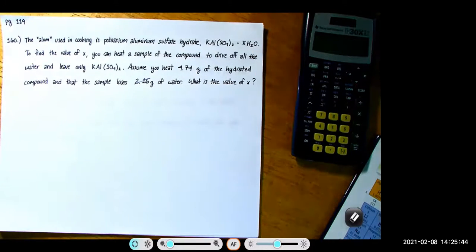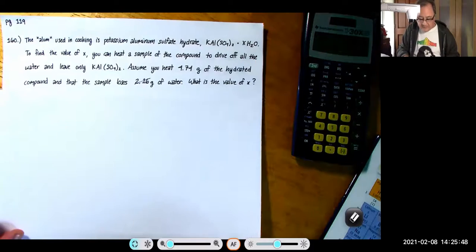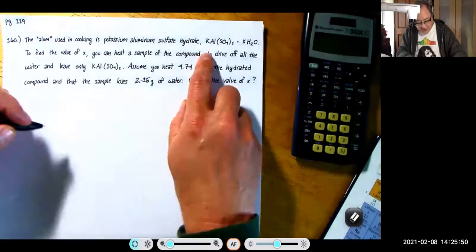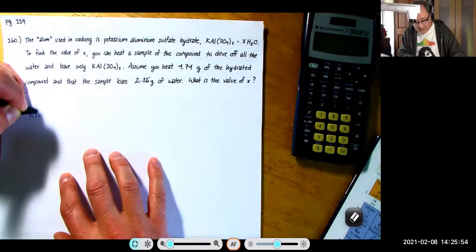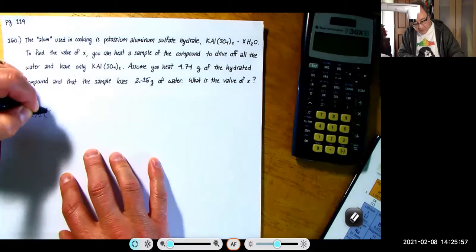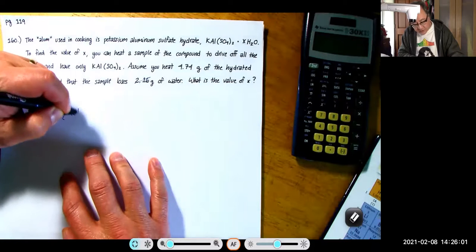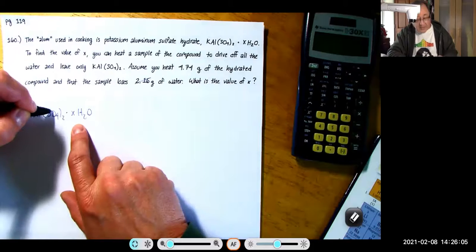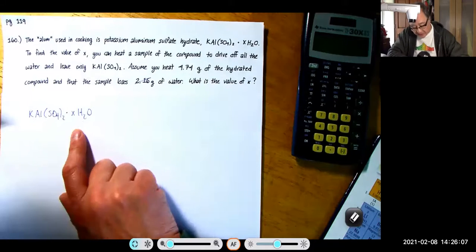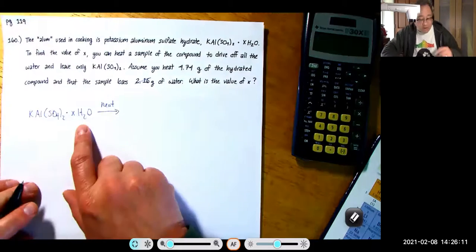So let me show you what we're talking about here. We're talking about this hydrate, which is KAl(SO4)2 dot XH2O. So this is a hydrated compound. It comes with H2O. It's actually a solid. When you heat this, you can actually drive the H2O off.